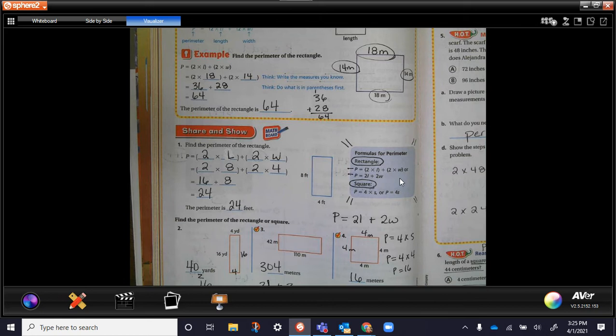Even though I've made a lot of cakes, I still always go back to the recipe because I want to make sure that I get it. I don't want to forget anything. Same thing here. Go back each time to that formula.